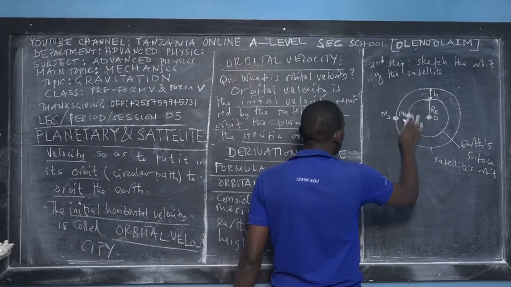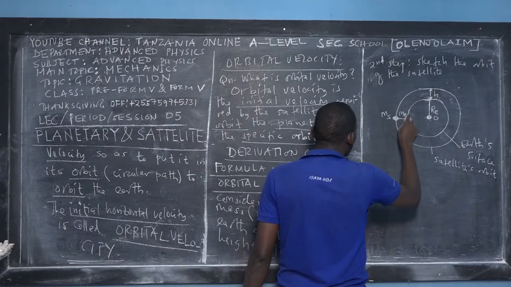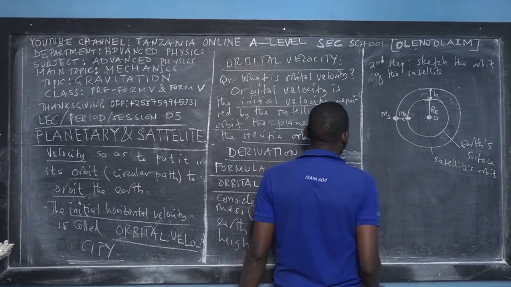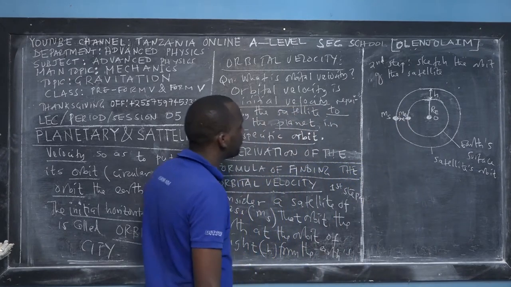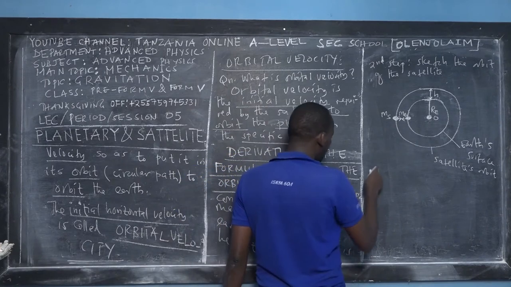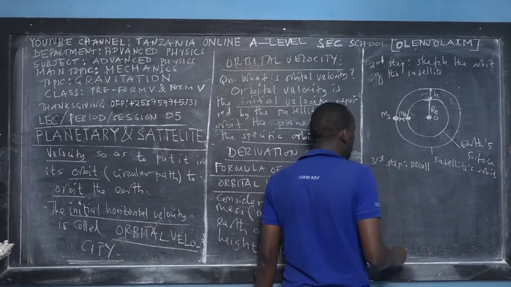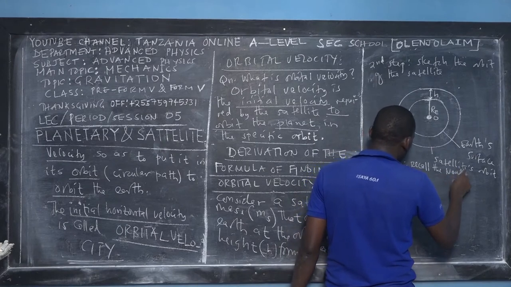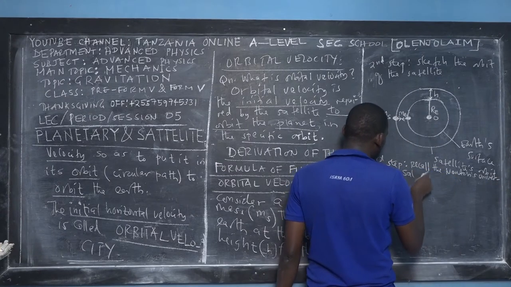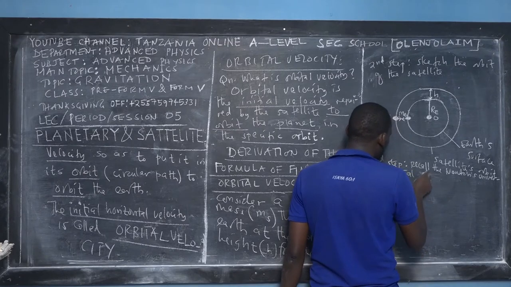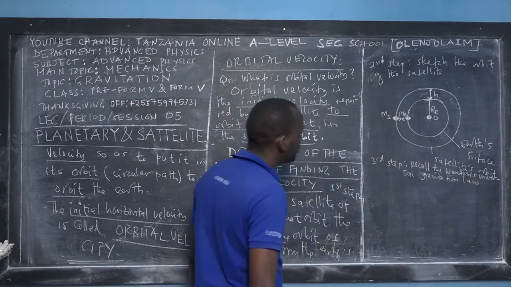So here we have the force of attraction. Suppose the mass of the Earth is here. The Earth is being attracted by the satellite, and also the satellite is being attracted by the Earth. That's the second step. For the third step, we recall Newton's universal gravitational law.